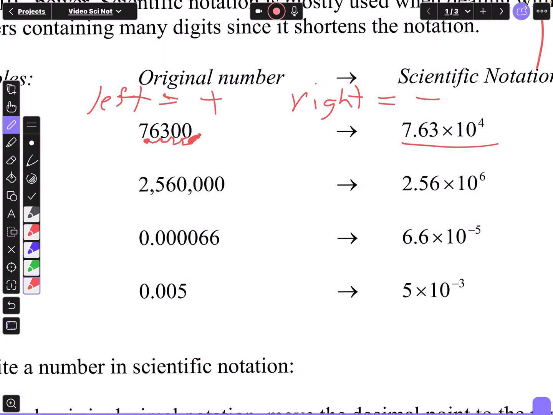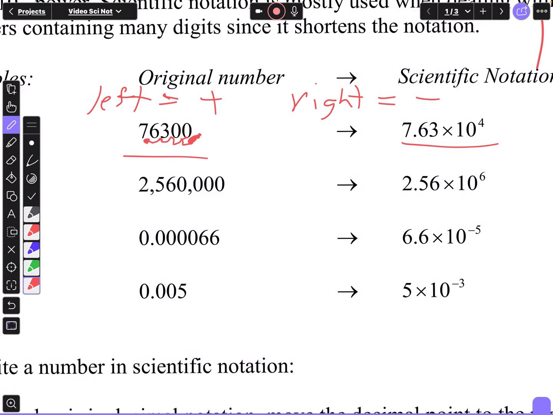That number is the same thing as 76,300, because if I took 7.63 and multiplied it by 10 raised to the fourth power, it would give me this number right here back in my calculator, because they're the same number, just written a different way.